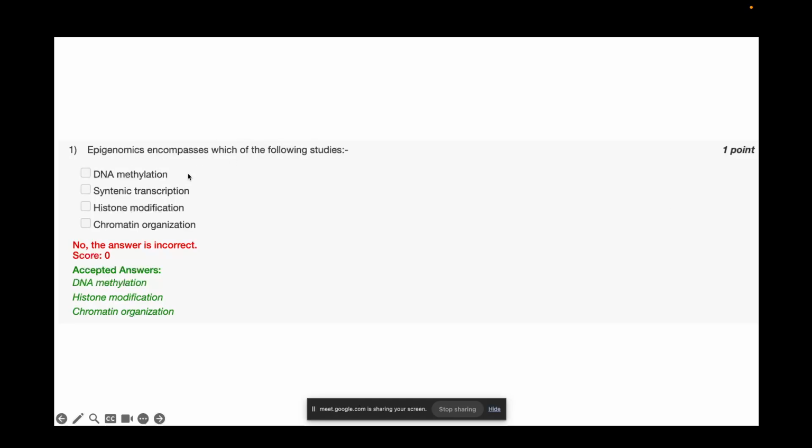Epigenomics is basically modifications on the DNA. That can be DNA methylation, histone modifications, or chromatin organization. Synthetic transcription is not part of this. We are only talking about DNA in terms of epigenomics. So these three options are correct. Okay, moving on.